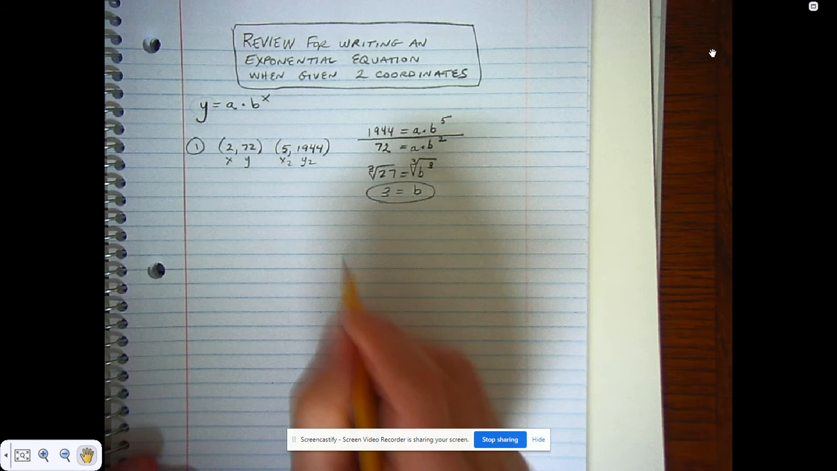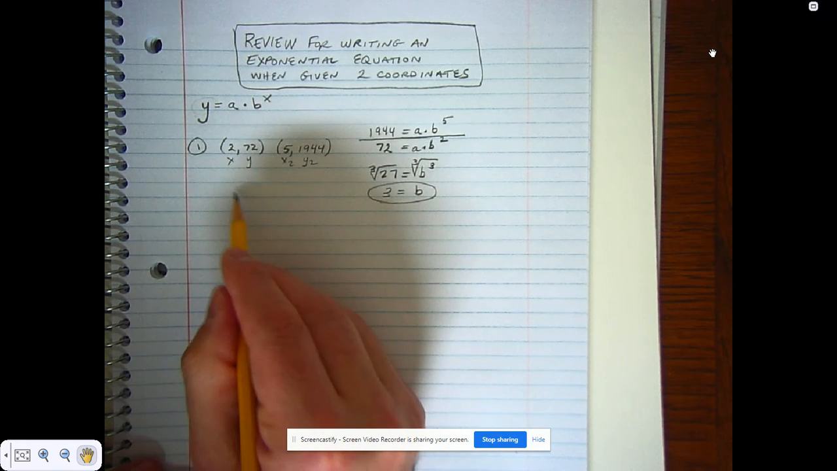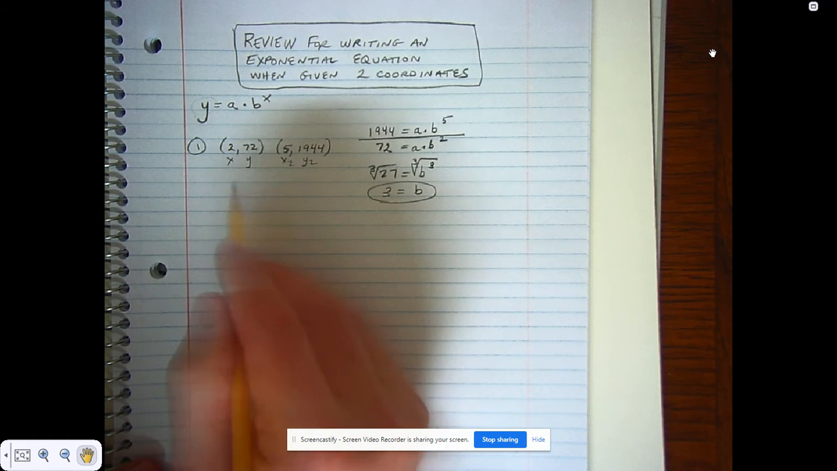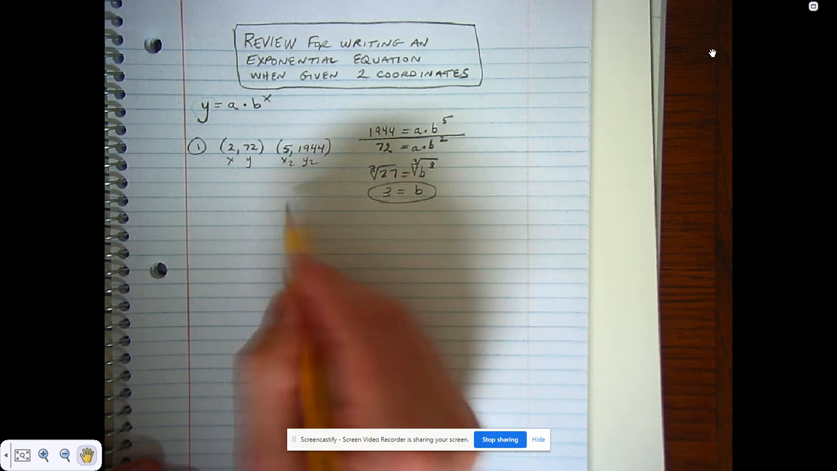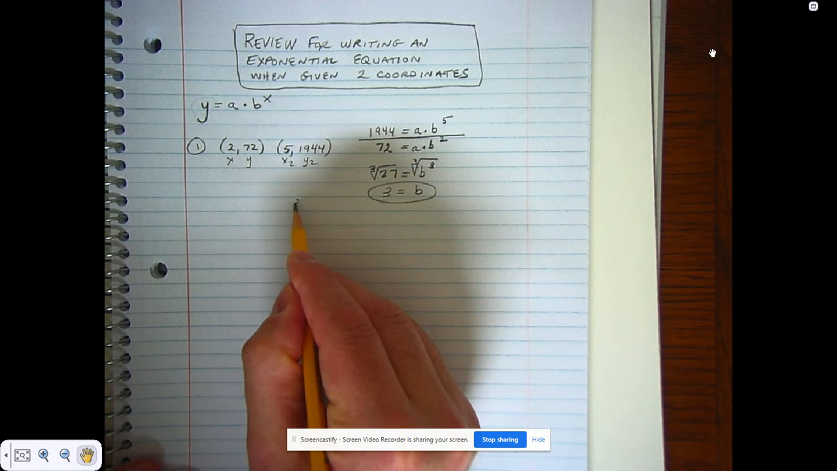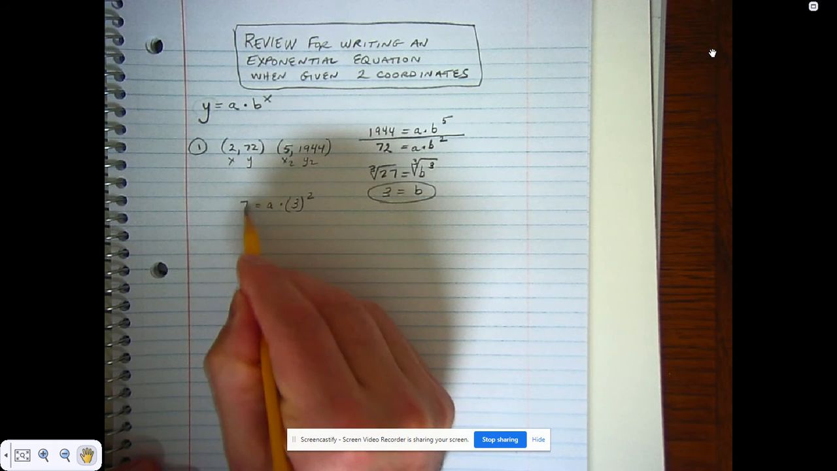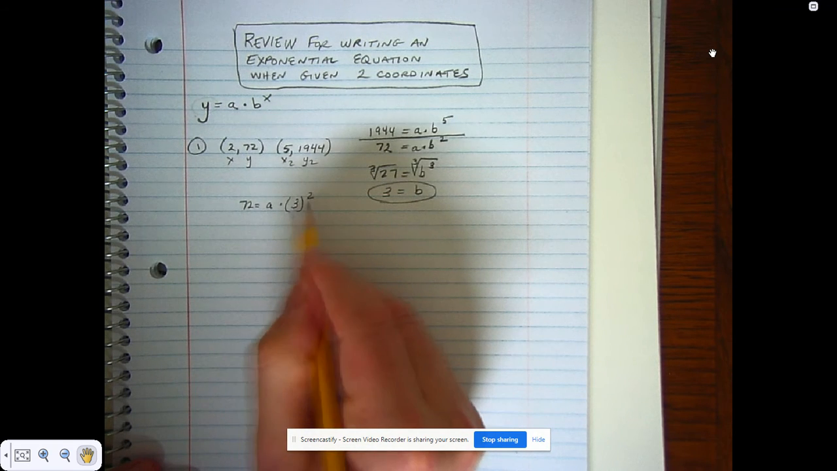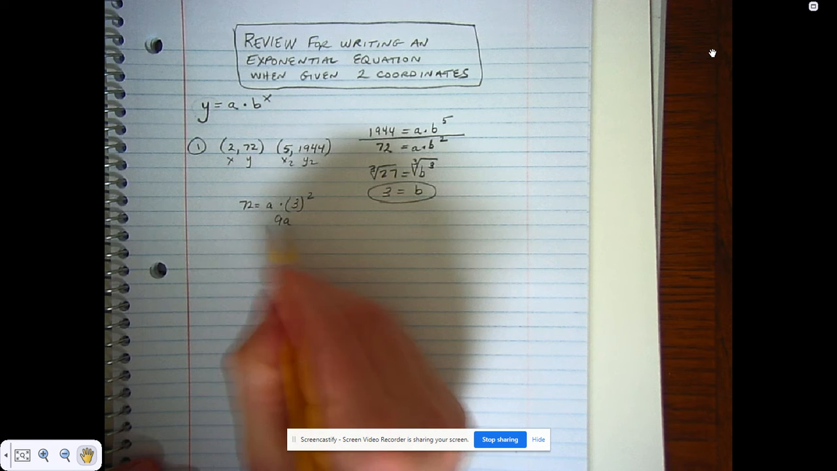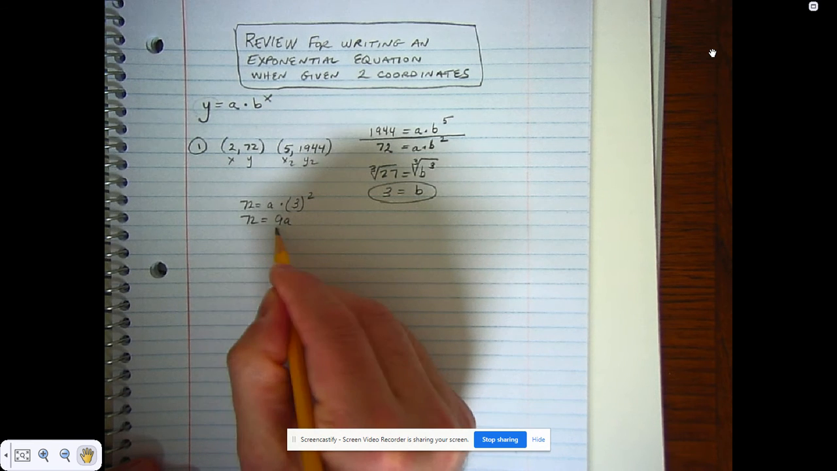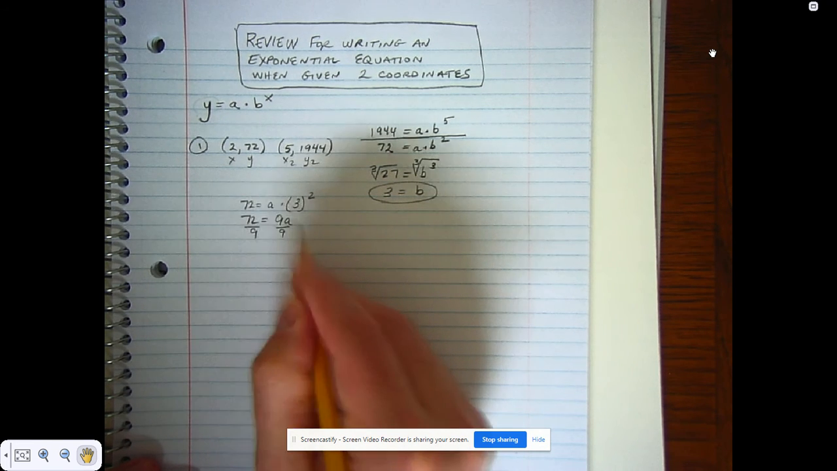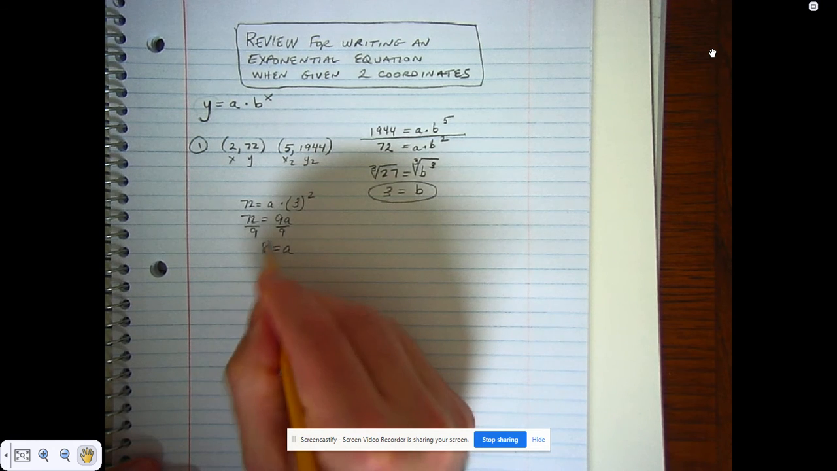The next thing you're going to do then is take the original equation and plug in the b value. I'm going to choose this bottom one because it has smaller numbers. So I'm going to take 3 to the second power times a equals 72. Well, 3 squared is 9, times a would be 9a. Then if I divide by 9 to get the a by itself, a equals 8.